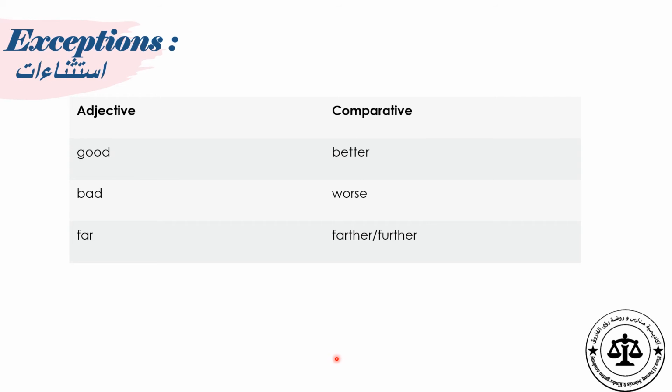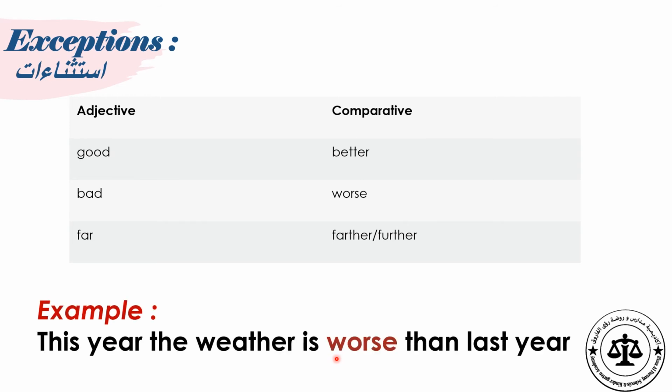Look at this example. This year, the weather is worse than last year. We don't say bad or badder, or something like this. No, it's wrong. The correct sentence is like this: this year, the weather is worse than last year. If we want to use good, this year, the weather is better than last year. So these are the exceptions of this rule.